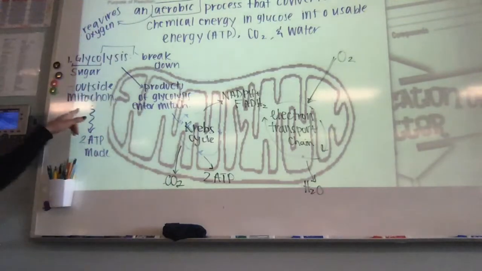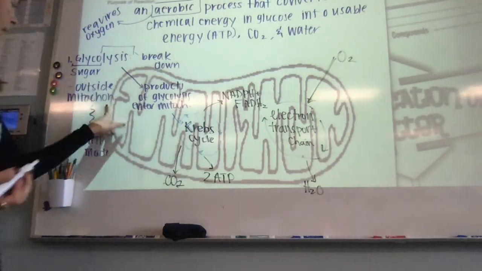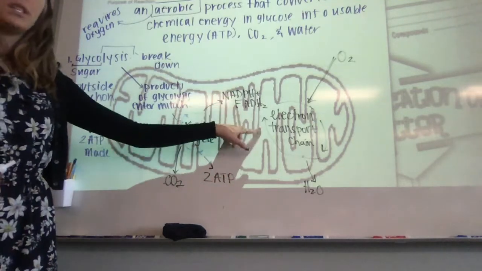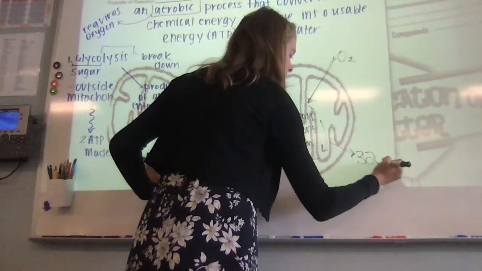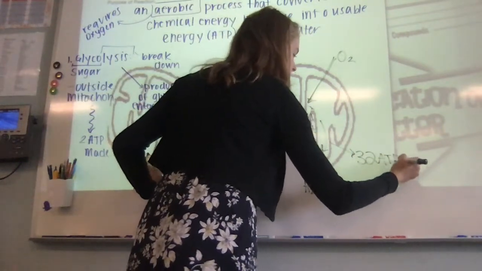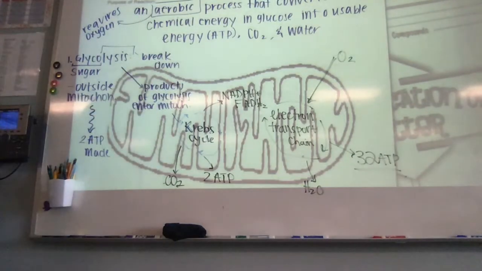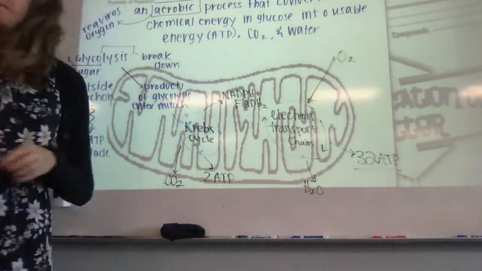So notice here we gave off ATP, sorry, we gave off 2 ATP in glycolysis, 2 ATP in the Krebs cycle. The electron transport chain gives off 32 ATP. Okay, so we're giving off quite a bit more ATP in the electron transport chain. So the electron transport chain is super important.